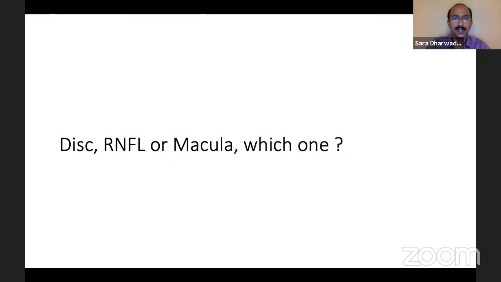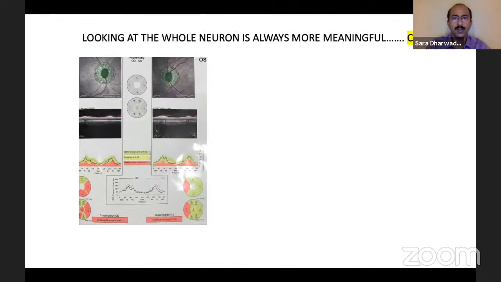So seeing different parts of the neuron and judging which is the best to give you an answer is technically a bit inaccurate. So ideally what I would suggest is you look at the whole neuron, which is always more meaningful. Now this is the conventional report of the OCT that we used to get before ganglion cell segmentation used to take place. Now if you see, this is a slightly incomplete piece of information.